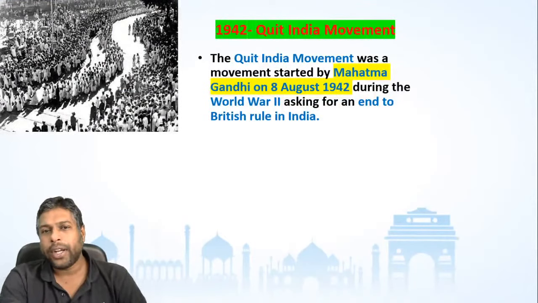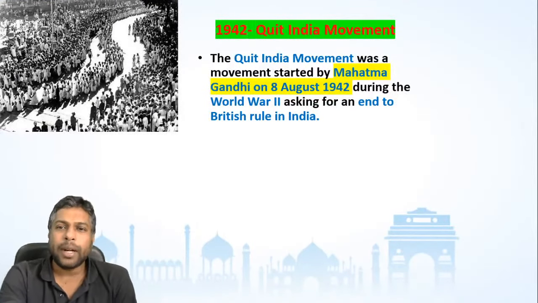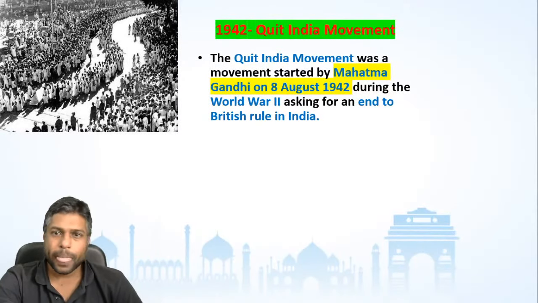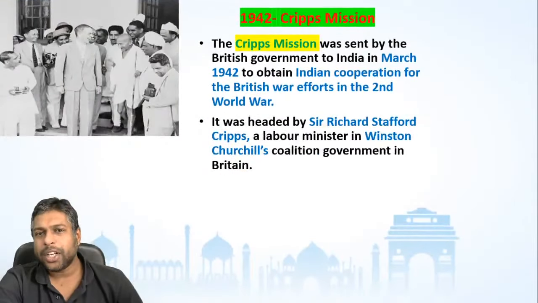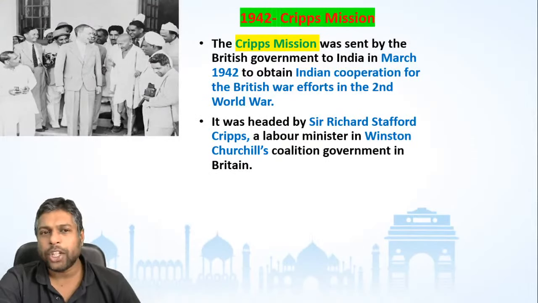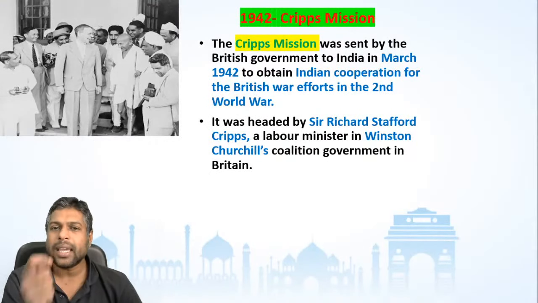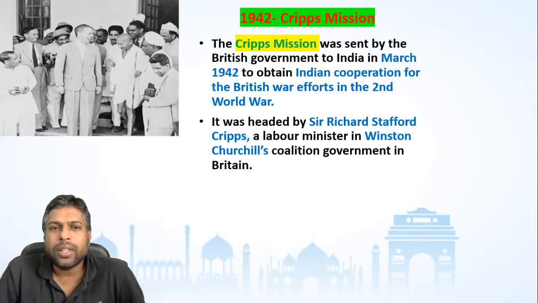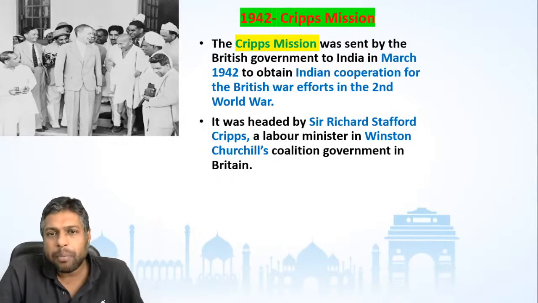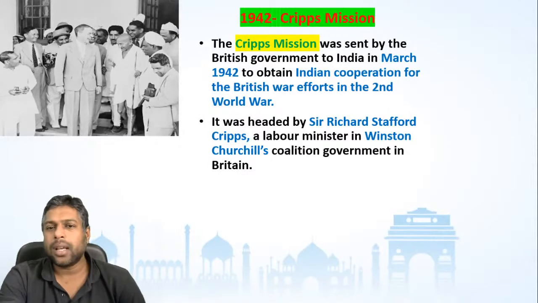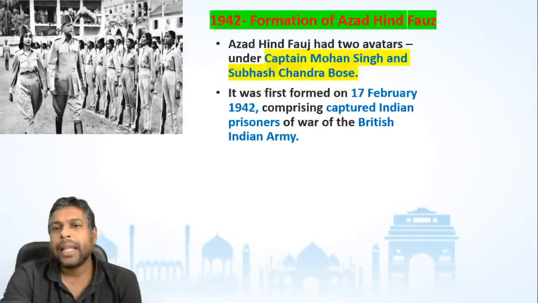But by 1942, the Quit India movement was started by Mahatma Gandhi, asking for a complete end to the British rule in India, which was followed by the Cripps mission to obtain Indian cooperation. How do we end the non-cooperation movement? It was headed by Sir Richard Stafford Cripps, a Labour minister in Winston Churchill's coalition government in Great Britain. So how do we resolve this? How can we end the non-cooperation movement? To discuss this, Sir Richard Stafford Cripps had come to India.